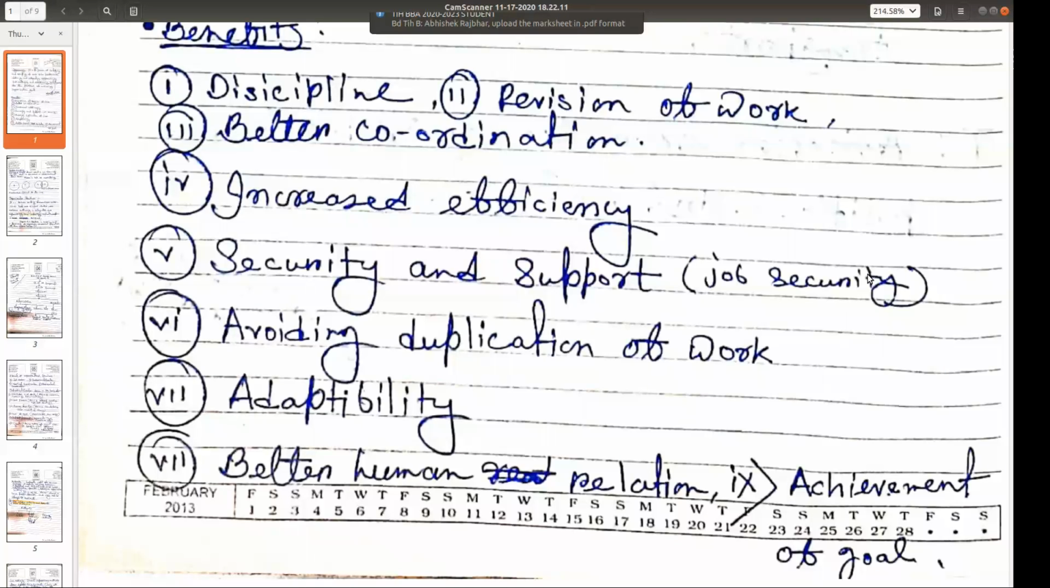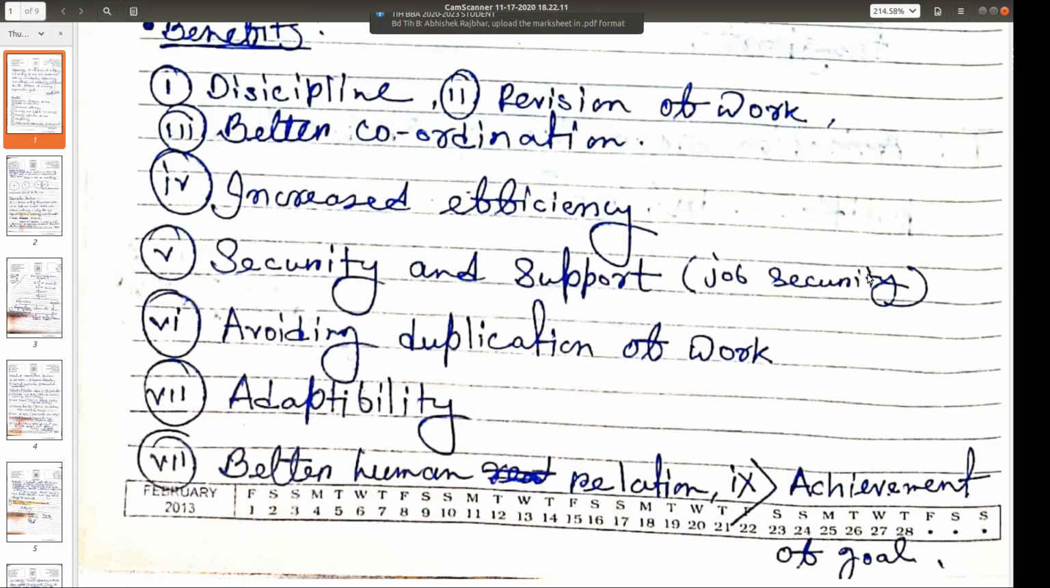So avoiding the duplication of work will be important, and it will ultimately give you adaptability. I mean, you will be adaptable. You will be able to accomplish the job in coordination with others, and you will have the better quality that you can do the job, you can perform your task in any circumstances. So ultimately you will be adaptable.